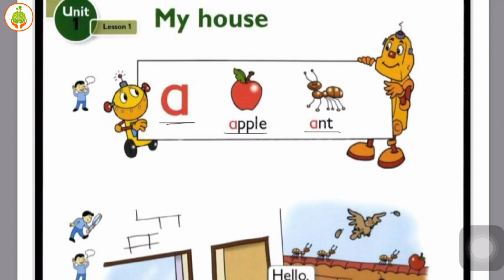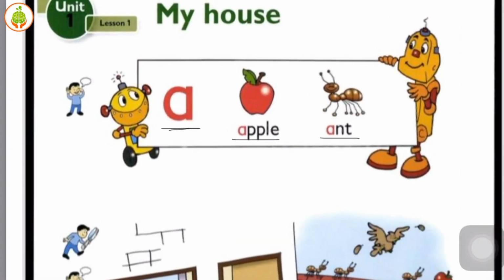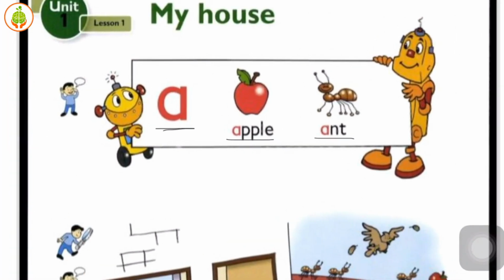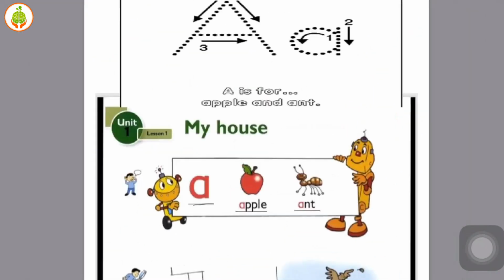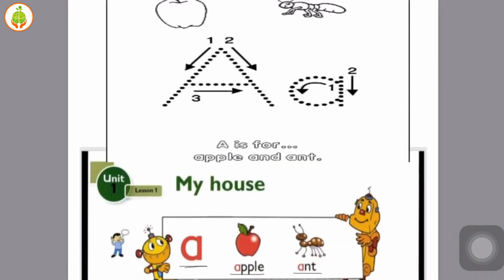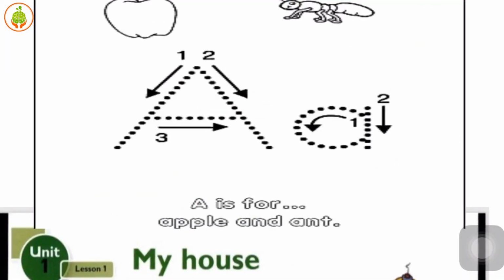Let's just remember again what's the sound of the letter A. It's A. So now we know how do we pronounce this letter. عرفنا شلون نلفظ هذا الحرف. Now let's move to the writing of this letter. خلينا ننتقل لكتابة هذا الحرف.